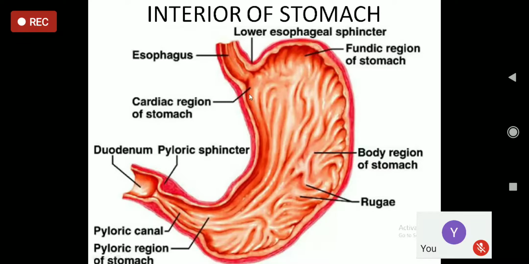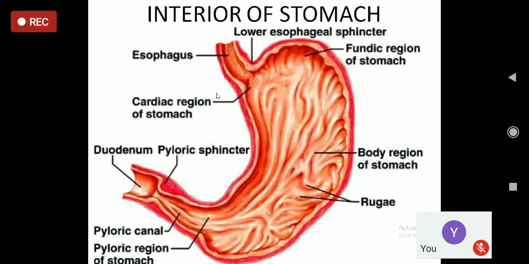Because of this, the lesser curvature is more prone to gastric ulcer, because the beverages that we drink directly reach the lesser curvature and cause a toxic insult there. That's why the lesser curvature is more prone to gastric ulcer.